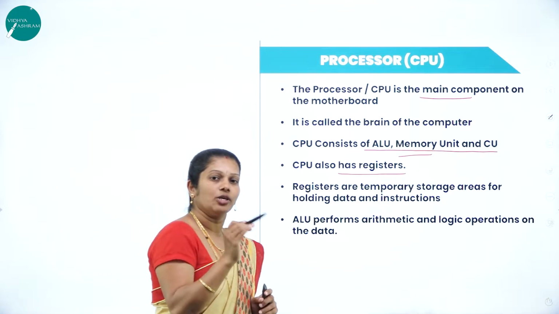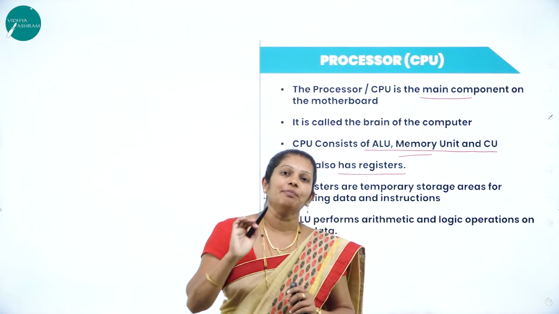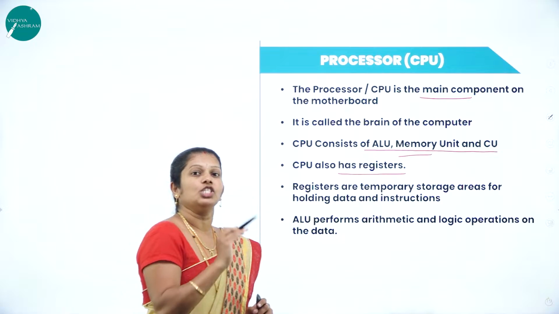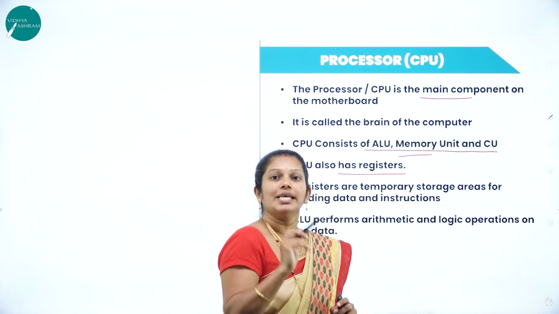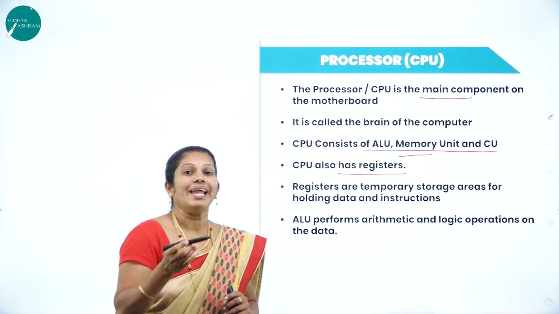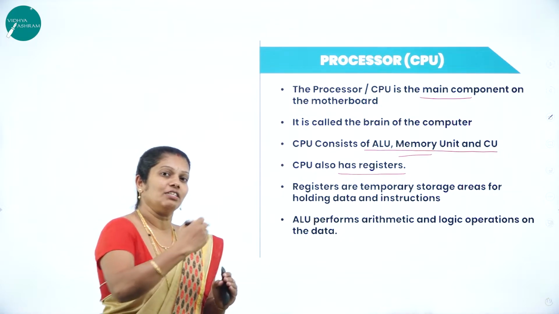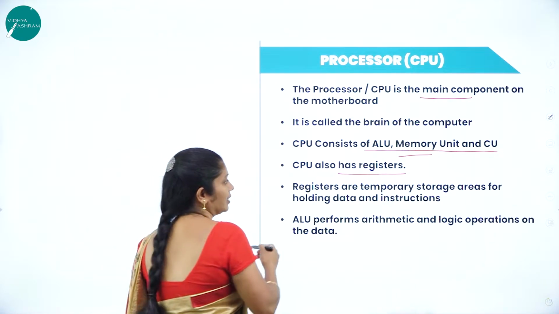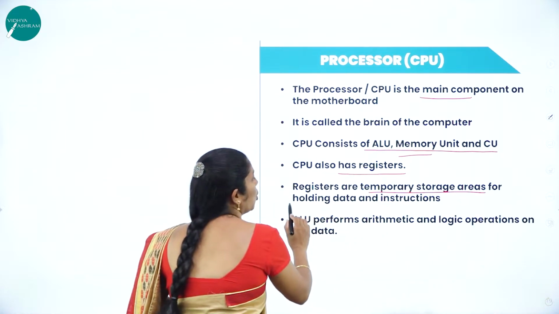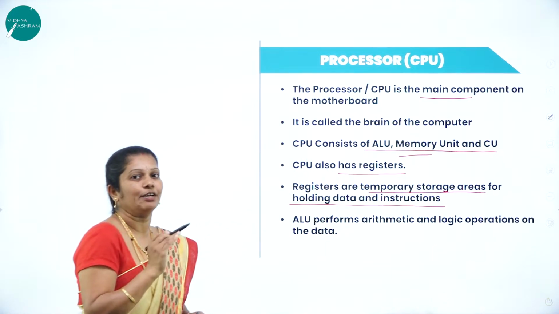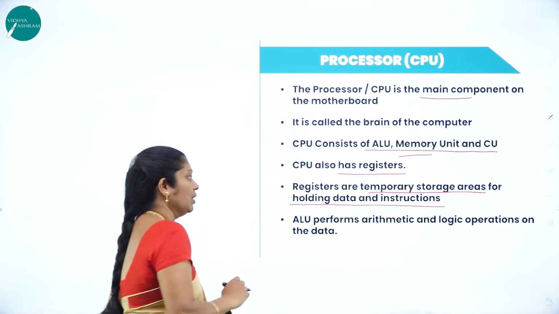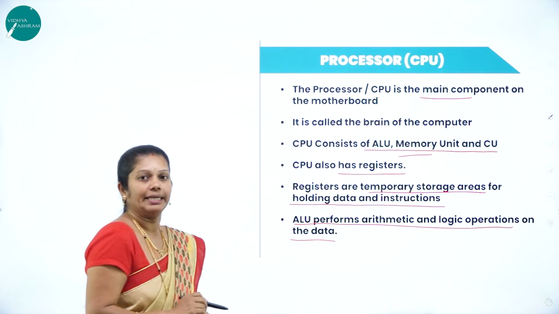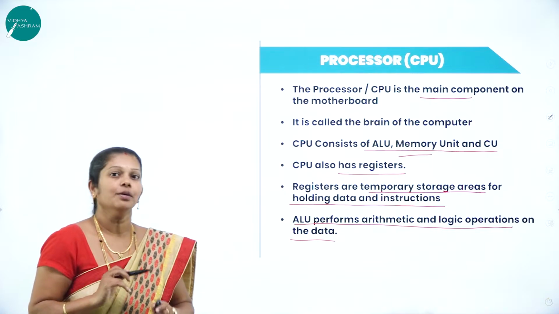A register is also a storage unit, but here it stores intermediate data for a limited period of time. That means a register is a temporary storage unit in a computer system. It stores intermediate data. What do you mean by intermediate data? It means the data produced at processing time is stored in the register. The register is a temporary storage area for holding data and instructions for a limited period of time. The arithmetic and logic unit performs arithmetic and logical operations on the data. These are the major things regarding the processor.